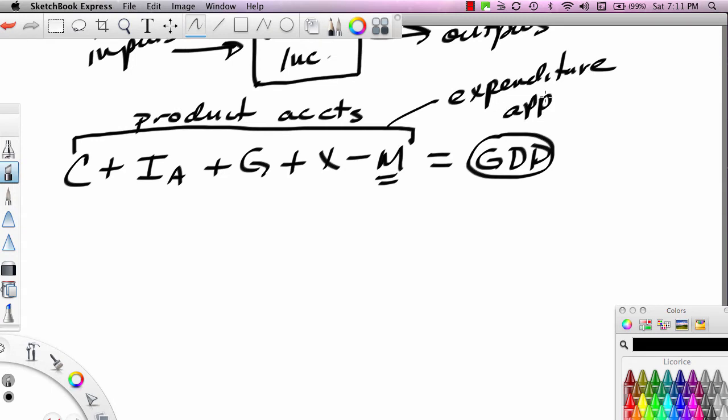Now you can imagine that there are literally millions and millions of people involved, as well as billions and billions of dollars spent in tabulating the total consumption of all U.S. households, the investment rates of U.S.